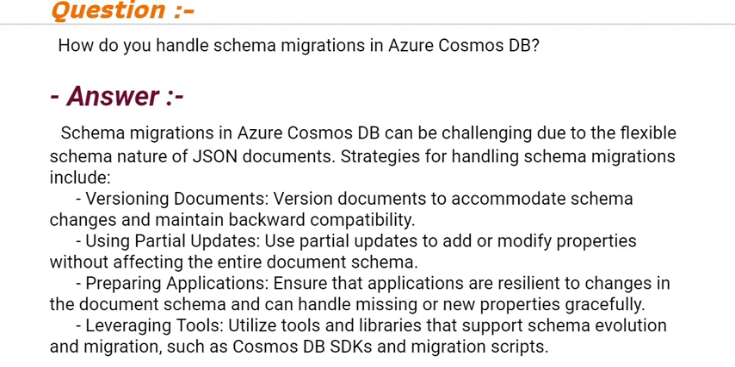The second one is using partial updates. Use partial updates to add or modify properties without affecting the entire document schema. The third one is preparing applications. Ensure that applications are resilient to changes in the document schema and can handle missing or new properties gracefully. And the fourth one is leveraging tools. Utilize tools and libraries that support schema evolution and migration, such as Cosmos DB SDKs and migration scripts.